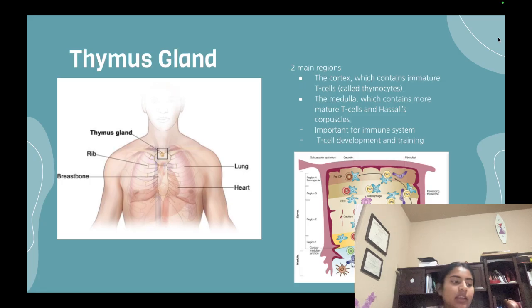corpuscles are also here, and Hassall's corpuscles are unique structures found only in the thymic medulla. They're formed from concentric layers of epithelial cells, and they're also believed to help regulate T cell maturation and assist dendritic cells as well. So that's a little bit about the thymus gland.